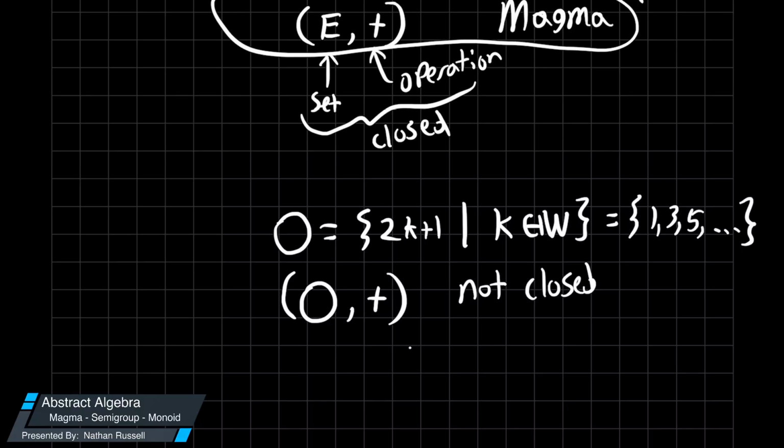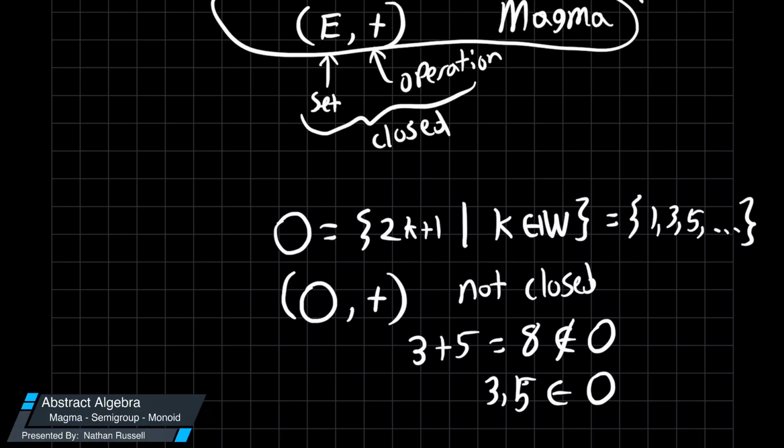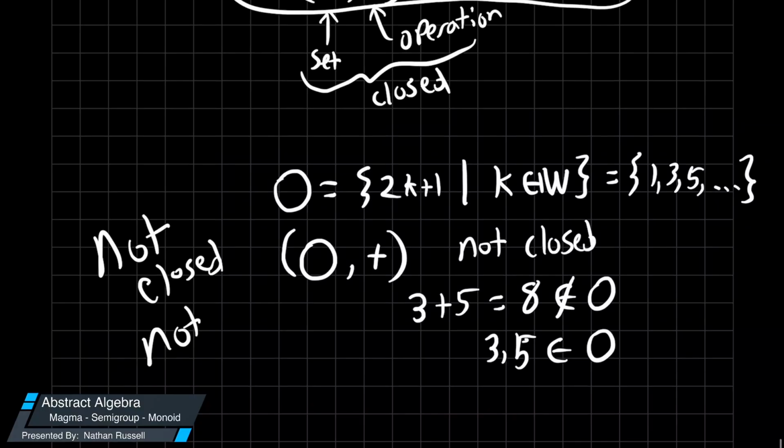So what we're going to say is give an example. 3 plus 5 is equal to 8. 8 is not in the set of odd numbers, but 3 and 5 are in the set of odd numbers. And so we've shown that we can take two elements from the set, apply the operation, and we get something that's not in the set, implying that this is not closed. And if it's not closed, it is not a magma.